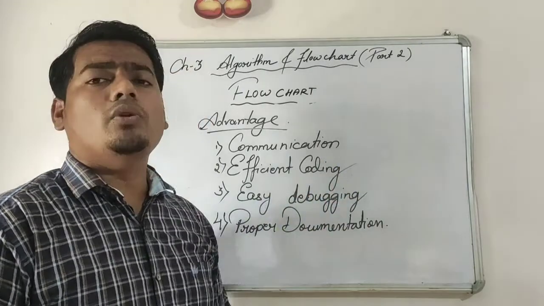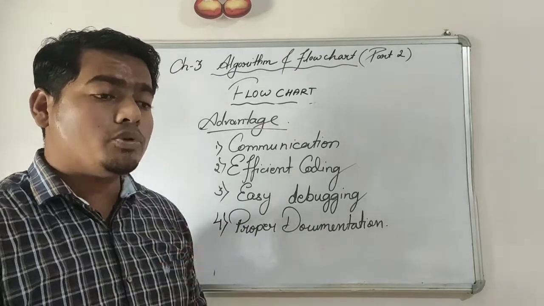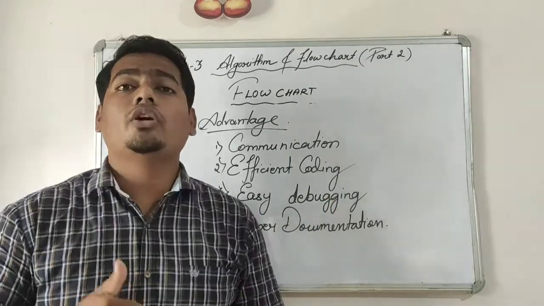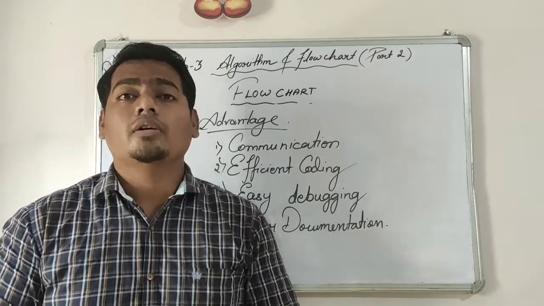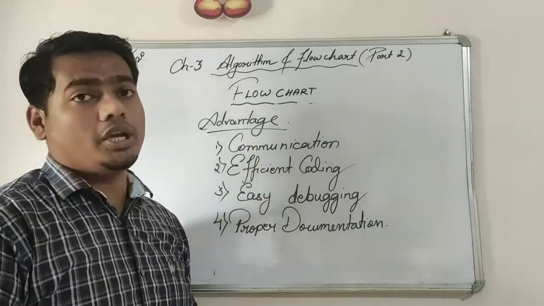We write the flowchart in very easy words. In the symbols also, we write that this is the input, this is the processing, here we start, here we stop. This makes it very easy to communicate your ideas effectively to the viewers. That's why the first advantage is communication.